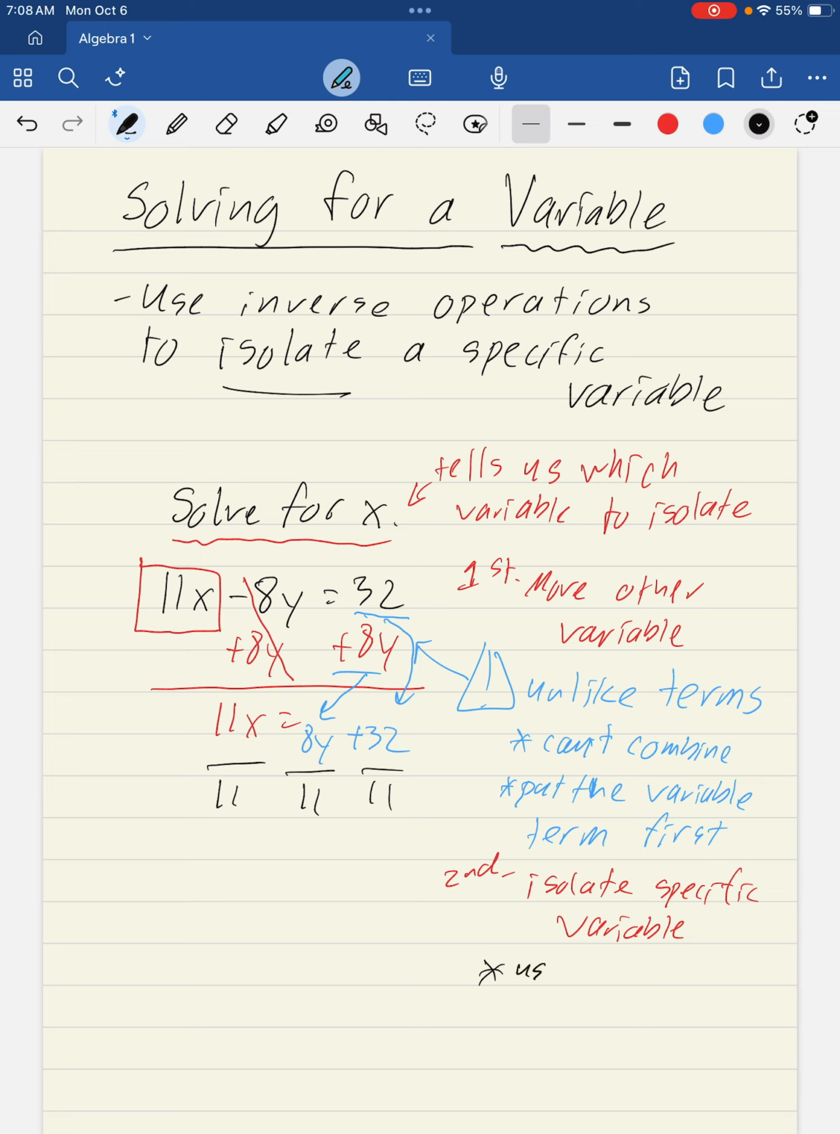We can add that to our notes if we want: usually by dividing every term by the value before the variable.